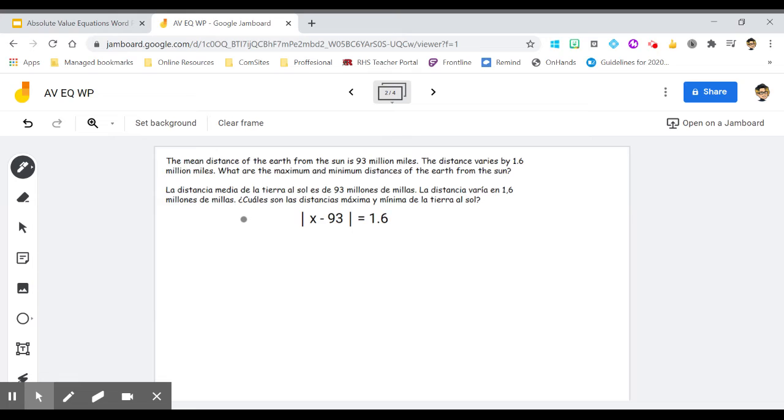This one here, same thing. The mean distance of the Earth from the Sun is 93 million miles. That means 93 is our controlled number.